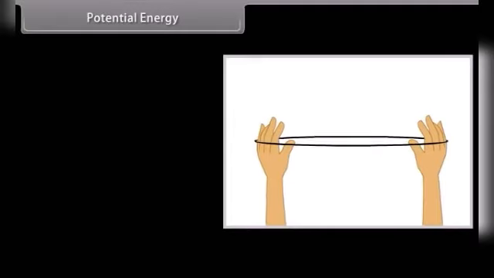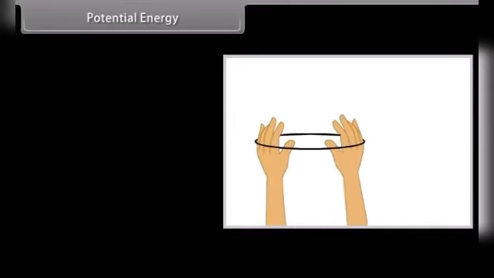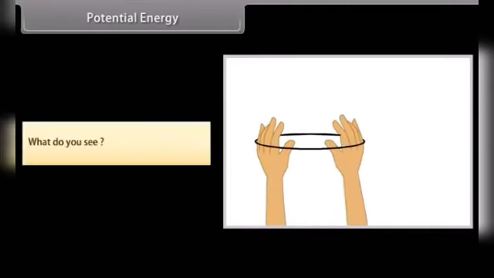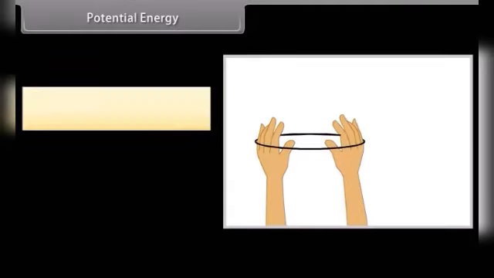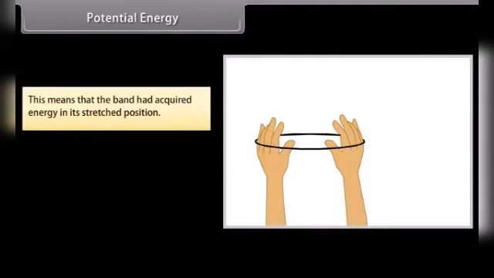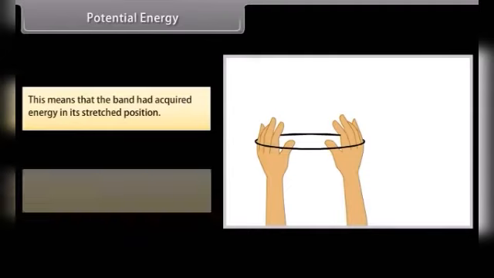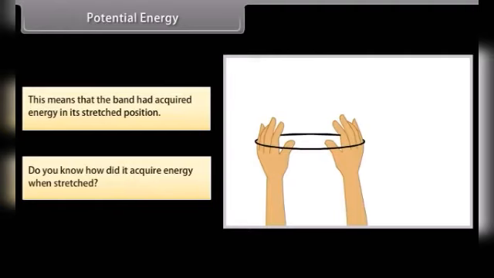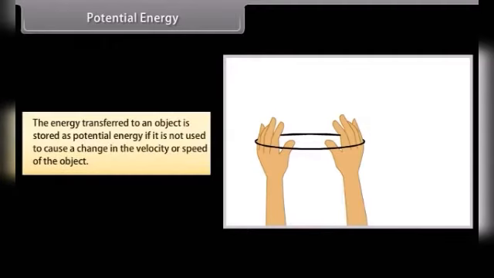Potential energy. To understand potential energy, let's do an activity. Take a rubber band. Hold it at one end and pull from the other. You will see that the band stretches. Now release the band at one of the ends. What do you see? The band will tend to regain its original length. This means that the band had acquired energy in its stretched position. Do you know how it acquired energy when stretched? Here the energy gets stored due to the work done on the object.